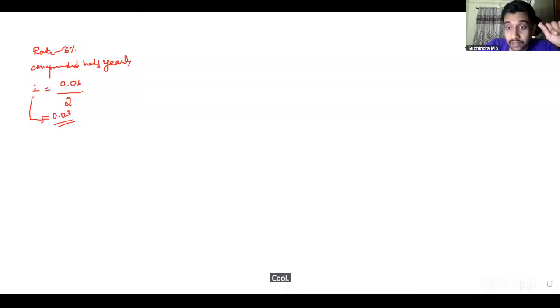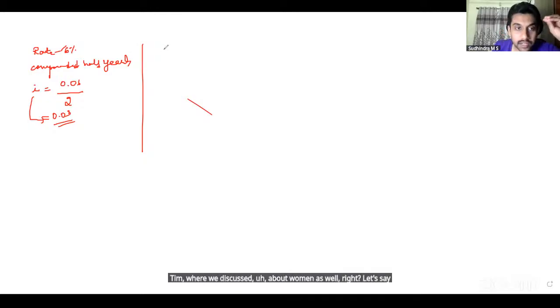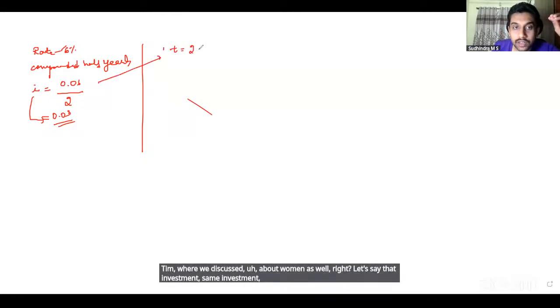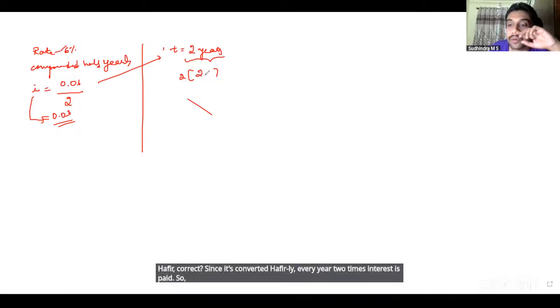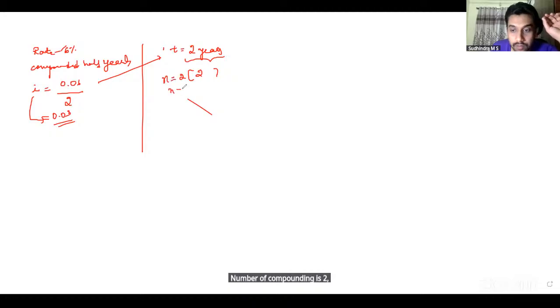Same way, we discussed n as well. Let's say that same investment is for 2 years. In that case, what would be the value of n? T into the number of conversion periods per annum. What is T here? 2, into the number of conversion periods per annum. Since it is compounded half yearly, every year interest is paid 2 times. So the number of compounding is 2, and n will be 4.